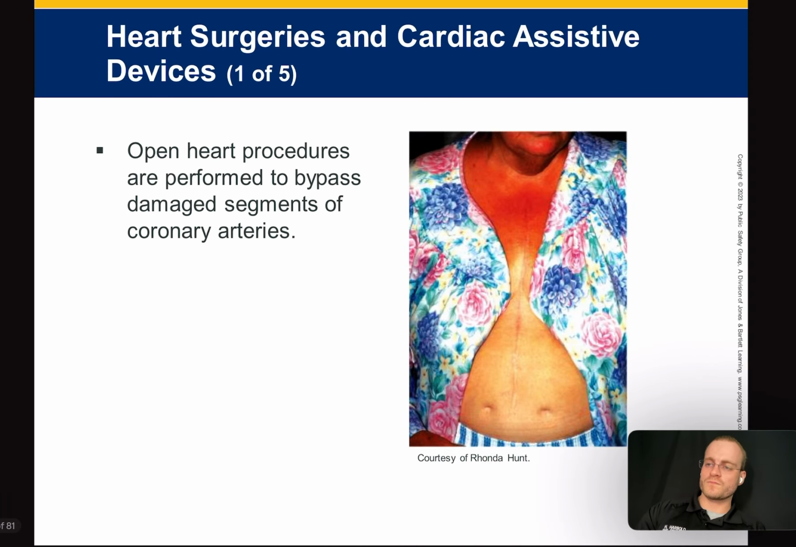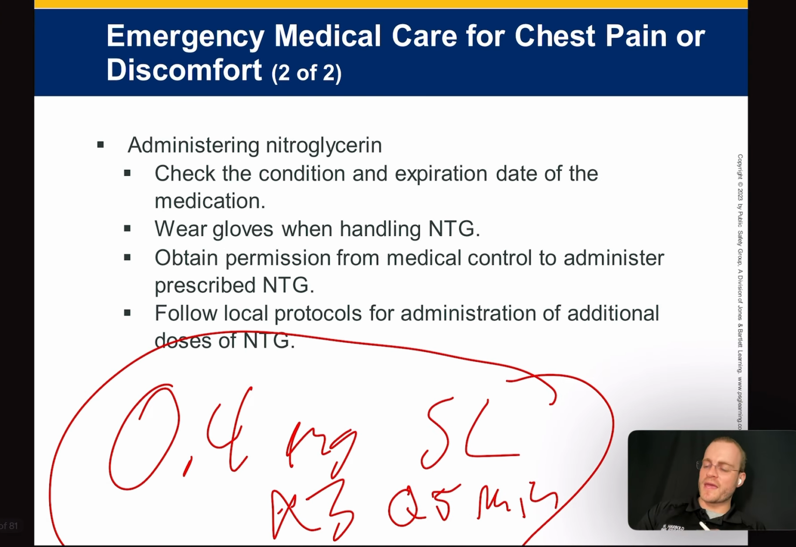Very common. Remember, this can also be given as a paste and as a spray in the mouth too. So you can spray this in the patient's mouth. You can give them a little dissolving tablet under the tongue, that's sublingual, or you can put it on their skin as a paste. It's measured by the inch. You give an inch.